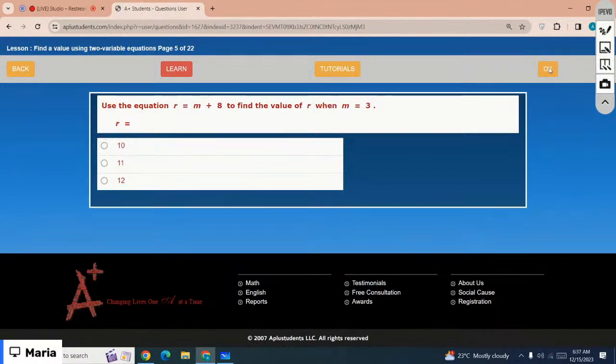Use the equation r equals m plus 8 to find the value of r when m equals 3. So which is the correct option? The correct option is 11.